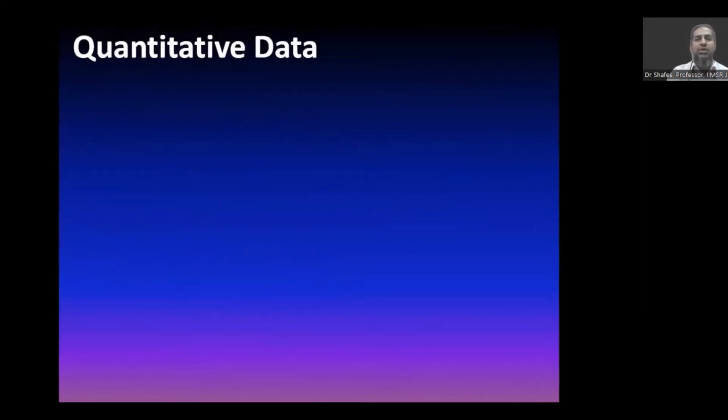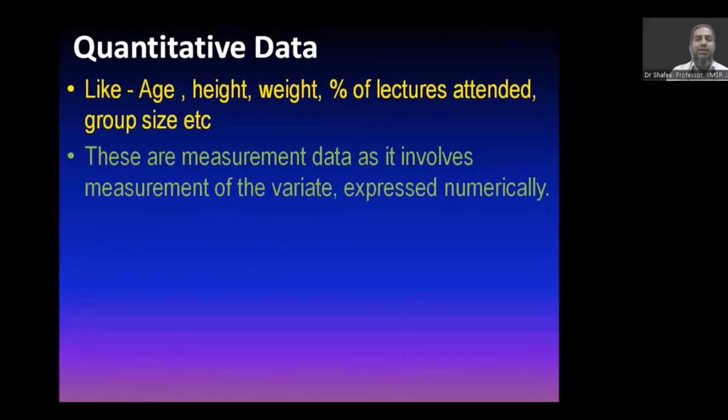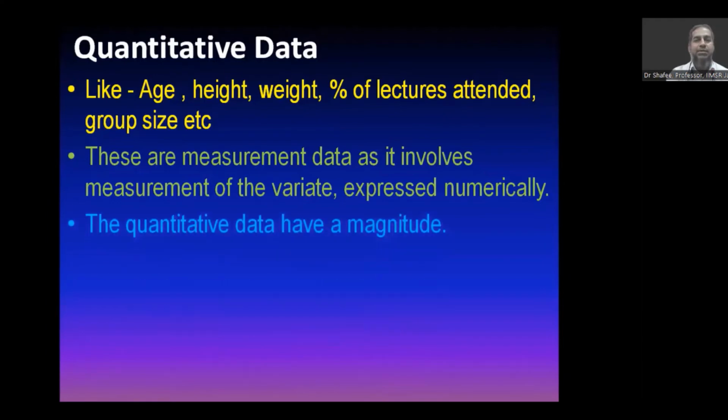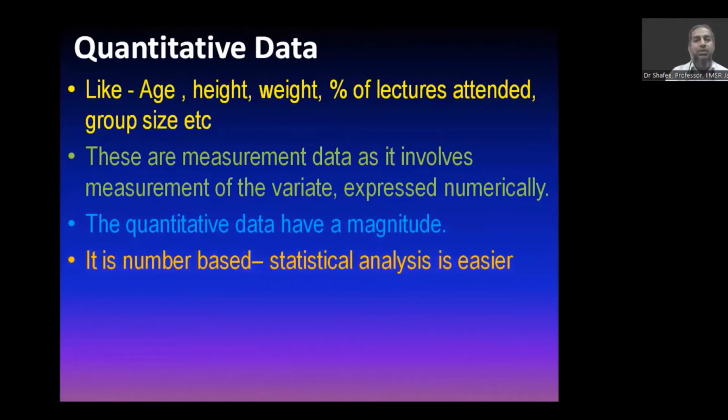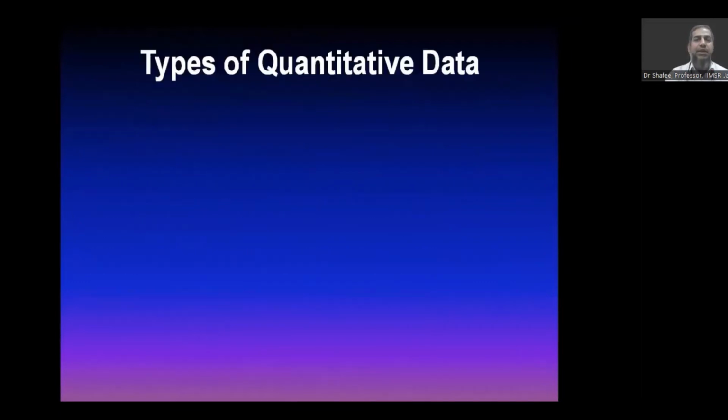Coming to the quantitative data, like examples are age, height, weight, percentage of lectures attended. These are measurement data, means you actually measure them as it involves measurement of the variable expressed numerically. Take the example of height, like my height is 166 centimeters. So you can exactly measure and express in numbers. The quantitative data have a magnitude. It is number based. So statistical analysis will be very easy. Collecting the quantitative data is by surveys, observations, experiments, and sometimes by interviews.